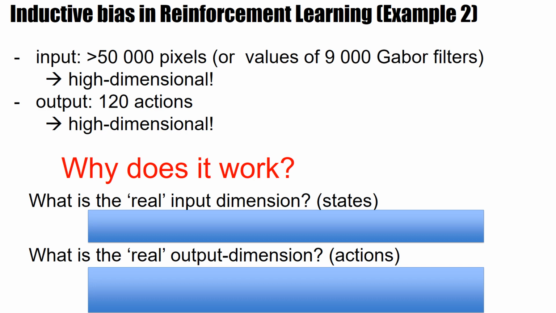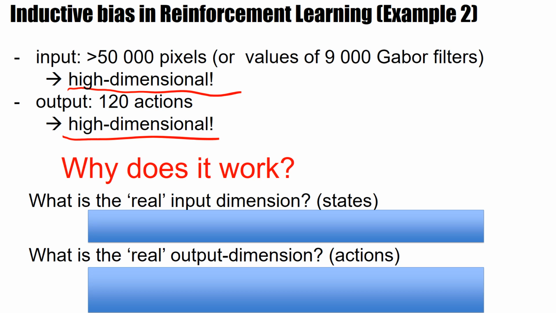It works despite the fact that we have tens of thousands of pixels or values of 9,000 Gabor filters. So the input space in the pixel space or in the Gabor filter space is really high dimensional. We have 120 actions. There are 360 directions. The circle has 360 degrees, and every 3 degrees we have a different movement direction. So the output is also high dimensional. And this is reinforcement learning. We use standard reinforcement learning.